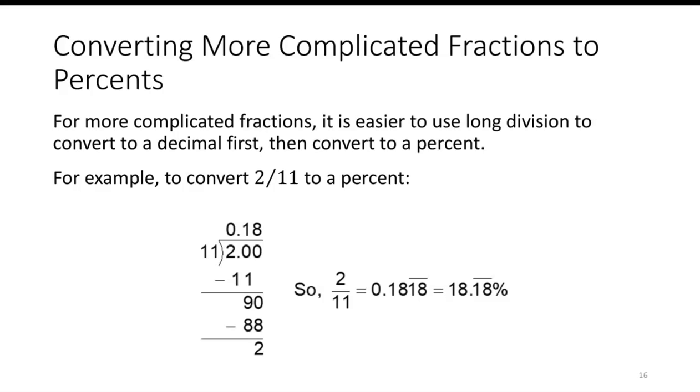For more complicated fractions, it is easier to use long division to convert to a decimal first, then convert the decimal to a percent. Do that by moving the decimal 2 places to the right. For example, to convert 2/11ths to a percent, I would use long division to divide 11 into 2, and you see we end up with 0.181818 with the 18 repeating forever. So 2/11ths is the same thing as 0.181818 with the 18 repeating. Move the decimal 2 places to the right, and we end up with 18.18 repeating percent.